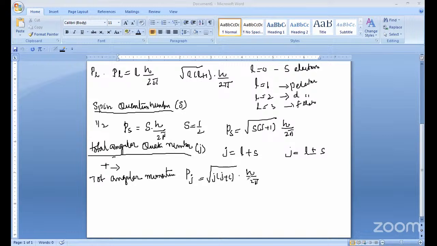And when L is equal to 1, we will call it a P electron. When L is equal to 2, we will call it a D electron. And when L is equal to 3, it is an F electron. So that is about the orbital quantum number.